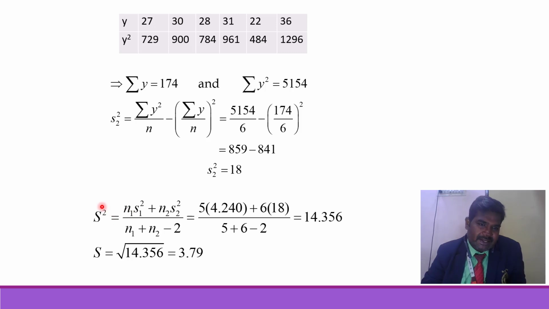First we calculate capital S square using the formula n1 s1 square plus n2 s2 square divided by n1 plus n2 minus 2. Substituting the values, n1 is 5, s1 square is 4.240, n2 is 6, s2 square is 18, divided by 5 plus 6 minus 2. Simplifying, we get 14.356. So capital S is the square root, which is 3.79.